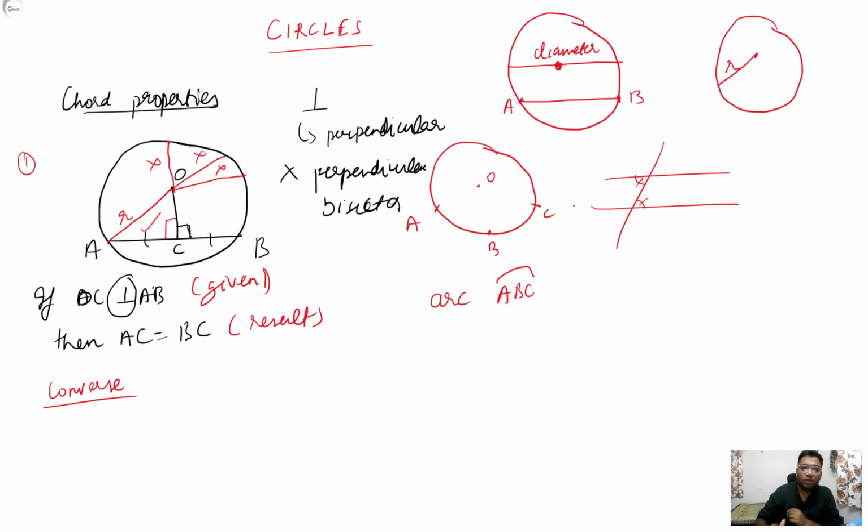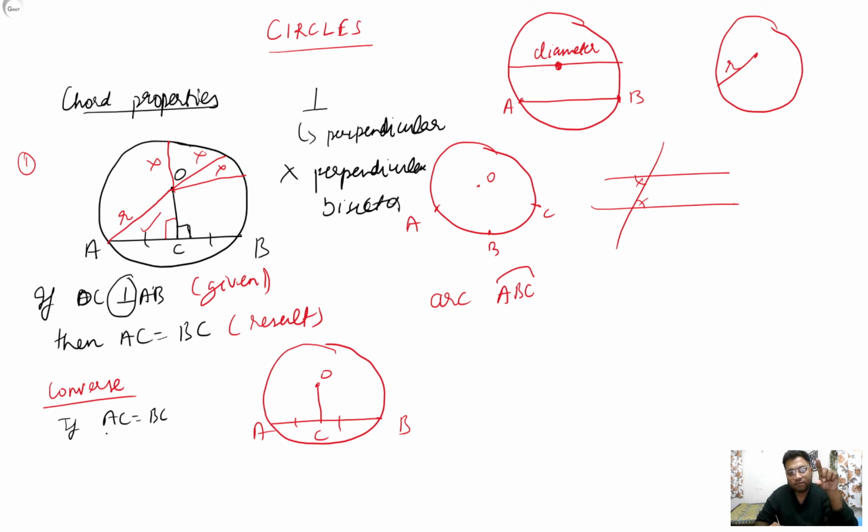Okay, so the converse of the theorem would be, I have a circle, I still have the same diagram, but this time around, I have AC is equal to BC. I don't have the perpendicular. So what will be the converse of the theorem's statement? The statement will be if AC is equal to BC, that means if a line from the center bisects a chord into two equal parts, bisecting is anyway two equal parts, then in that case OC would be perpendicular to AB.